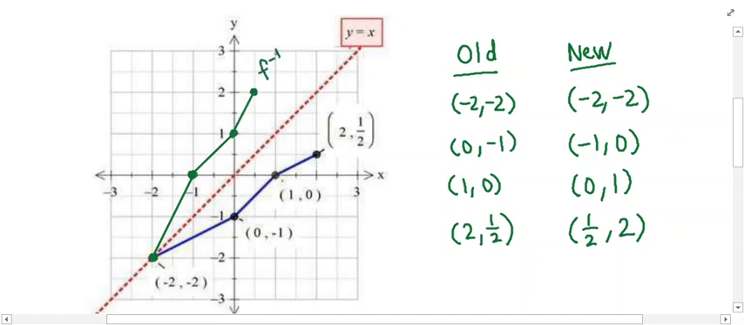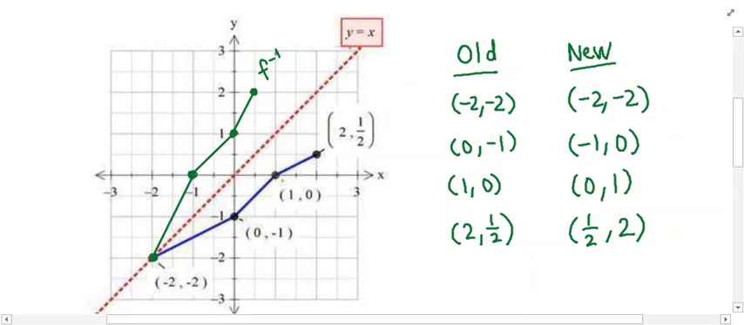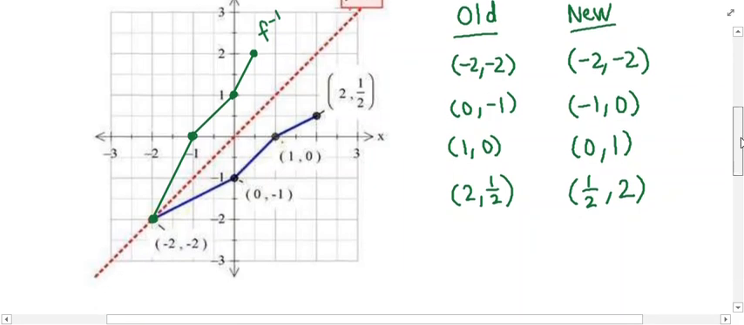Notice what we have drawn, the green graph and the blue graph. They are mirror images of each other about this red dotted line y equals x. If we were to fold the sheet of paper along the red dotted line, the green graph would lie on top of the blue graph. So you can visualize whether what you have drawn is correct. So again, let me label this and let's move on to the next graph.